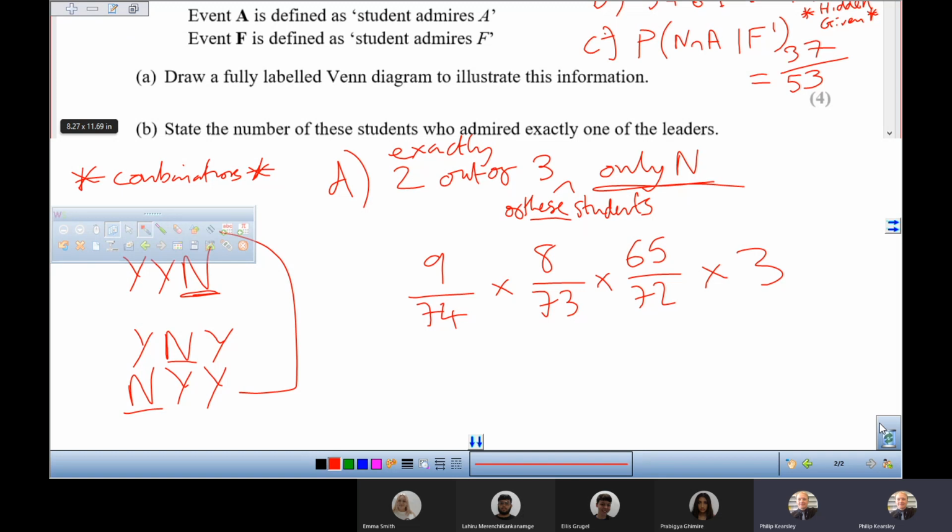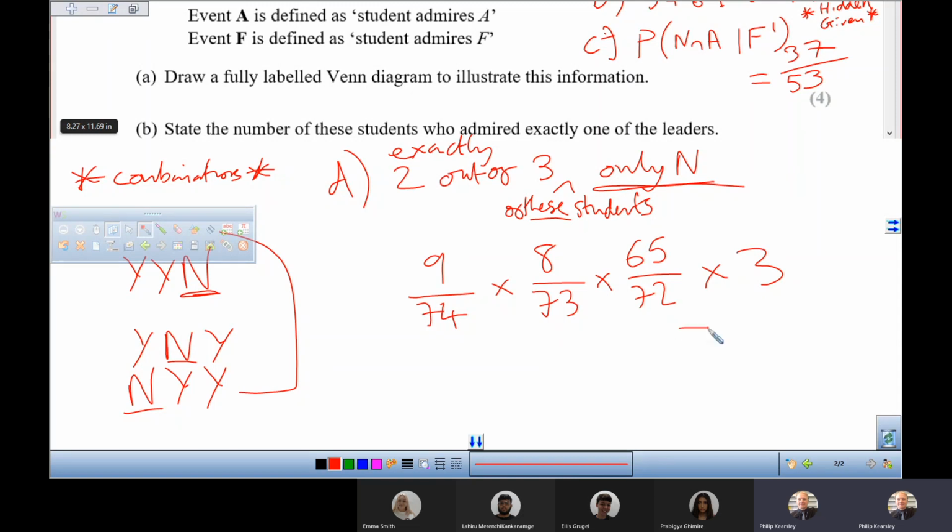There are situations where you're going to times by 6. There's going to be situations where you times by 3. I've not come across anything different, but it's always been 3 or 6. The 6 is when it's 3 different things. For example, ABC. There are 6 different ways you can rearrange the letters ABC. ABC, ACB, BAC, BCA, CAB, and then of course CBA. But yeah, if that question arises, we'll deal with that.